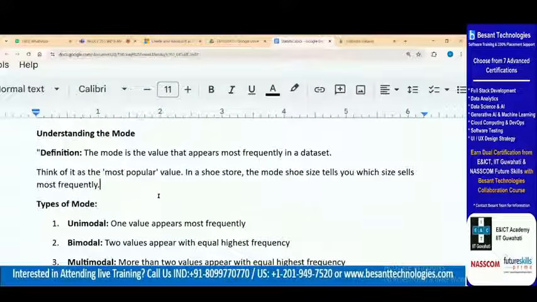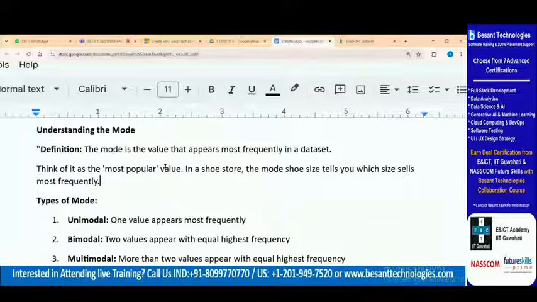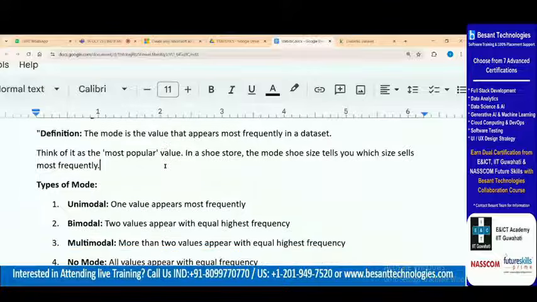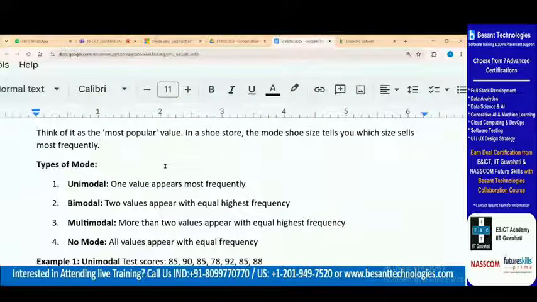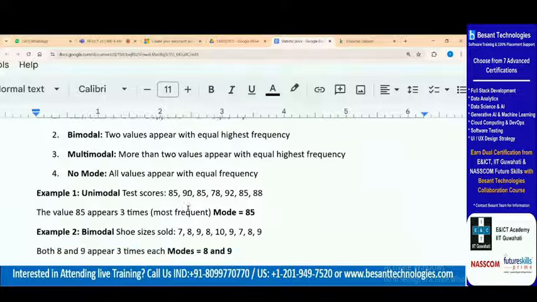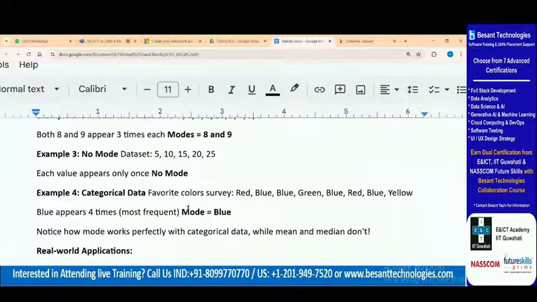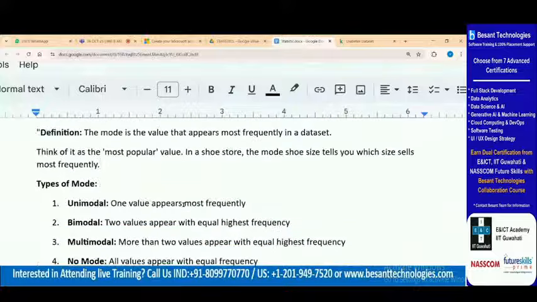Ma'am, one question. If we have any categorical data which cannot be sorted in ascending or descending order, then we can't use the median on that data, right? Yeah, we cannot use it. For categorical data, you have the mode. I'm coming to it. I'll tell you.